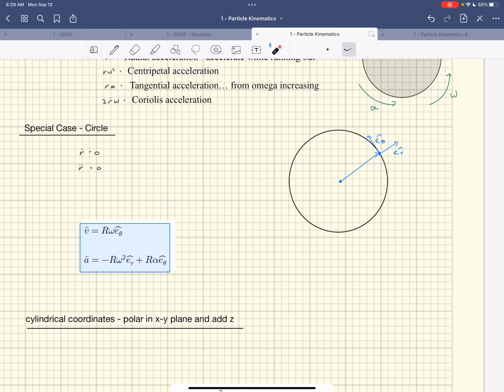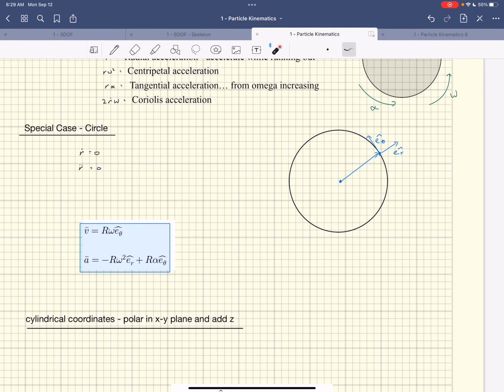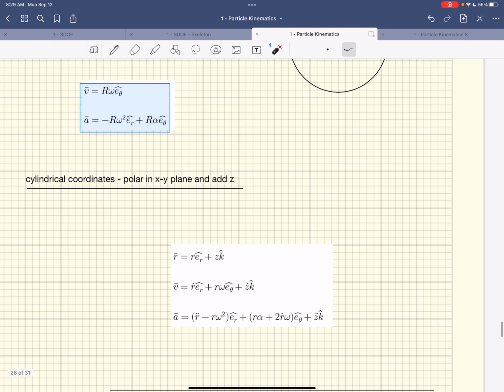So if you're dealing with a problem in your homework or in an exam that is something traveling in a circle, you could use either one. You could do normal tangent or polar coordinates, either one. Okay.